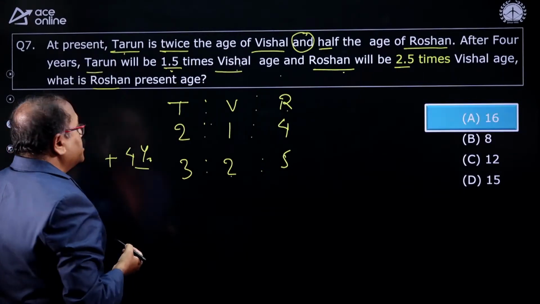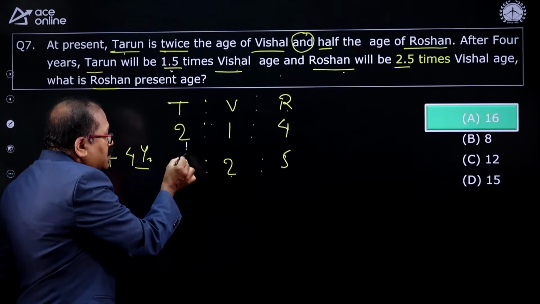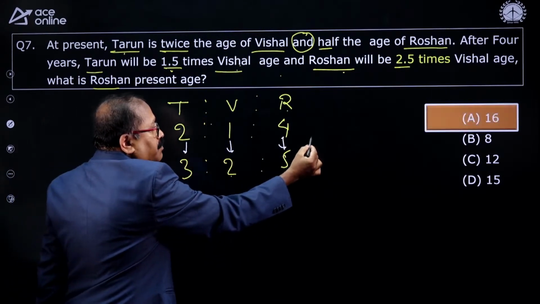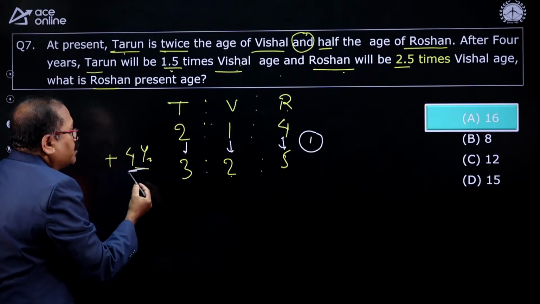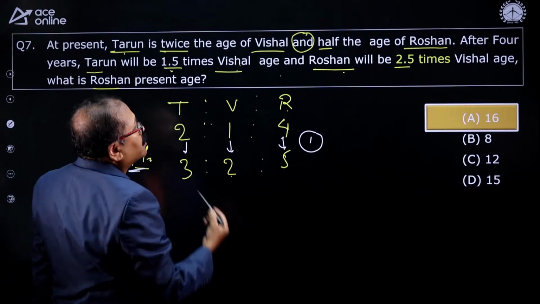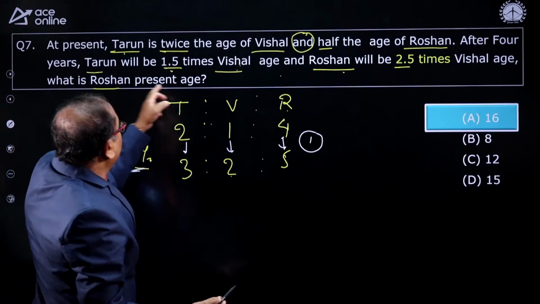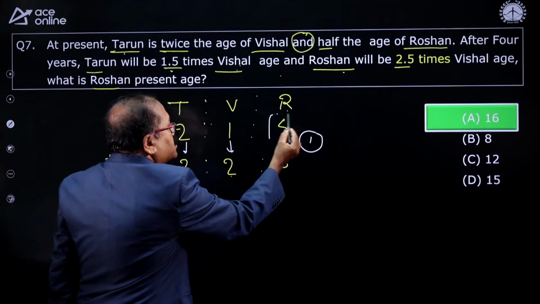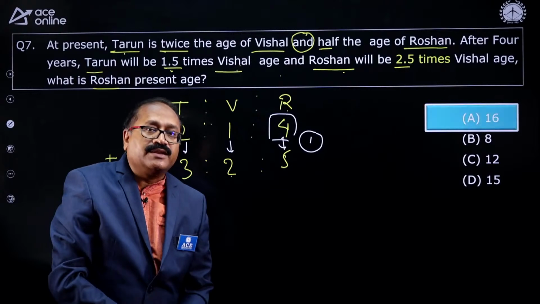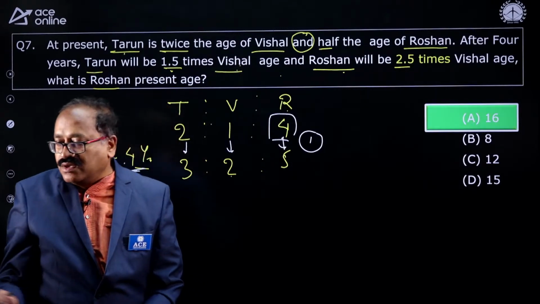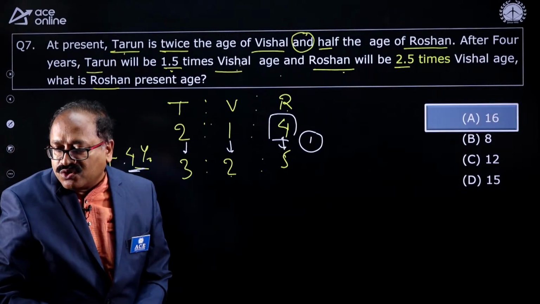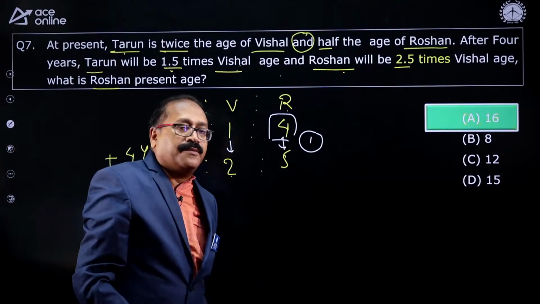Now I will use the trick here again. Did you notice that from here to here is one part, from here to here one part, from here to here one part, and this one part is equal to how many years? 4 years. So when one part is equal to 4 years, your question is, what is Roshan's present age? Roshan's present age is 4 parts. So one part is 4 years, then 4 parts is 16 years. Rightly answered. Well done.